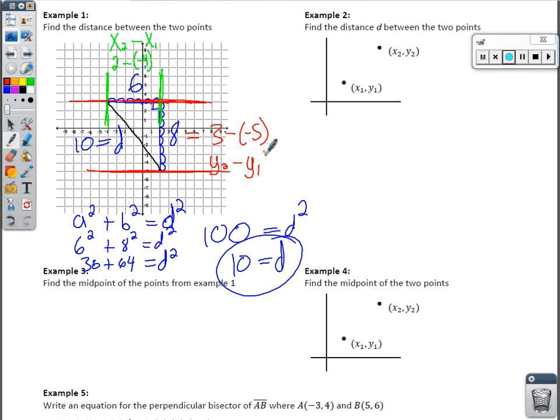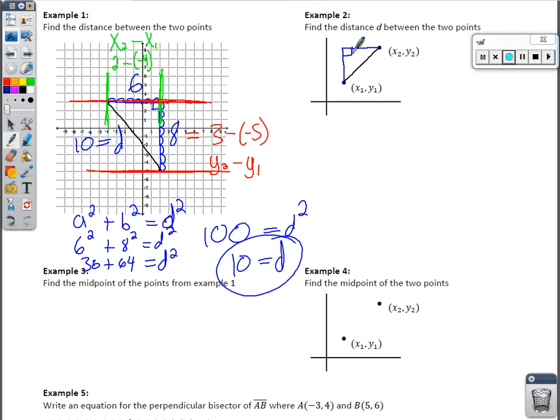Now let's look at example 2. So we have just any random points. We don't have actual numbers this time. We're trying to generalize this formula. So let's see what we can do here. Let's draw a triangle just as before. So we're looking for the distance between those two. So I'm going to draw a right triangle. And by the way, you could draw this right triangle either on top or on bottom. It wouldn't really matter. I'm going to draw it on top this time.